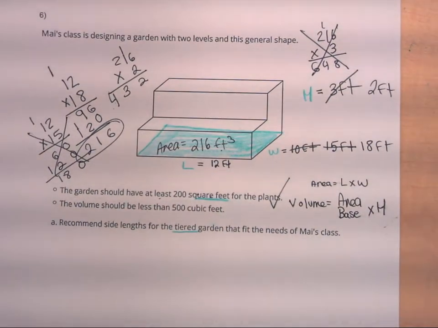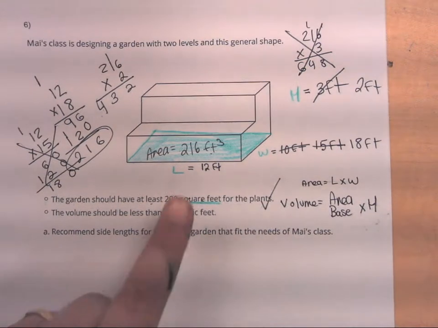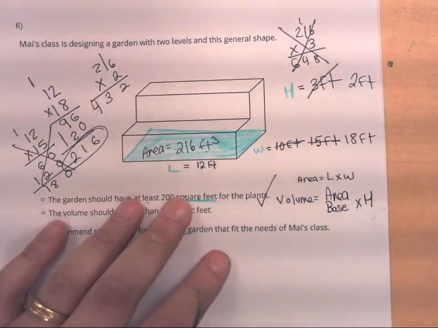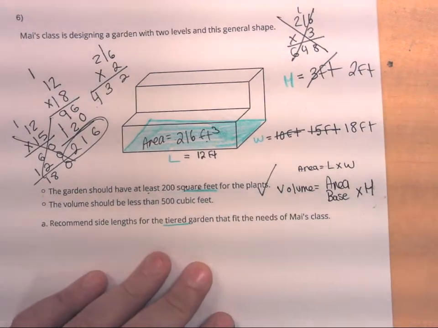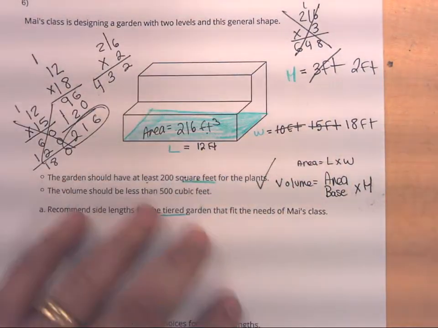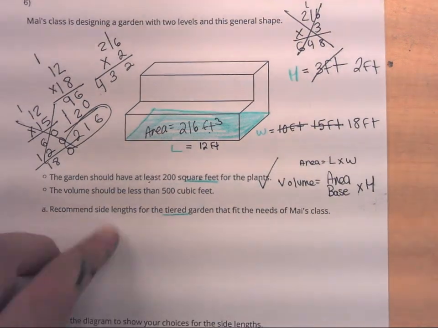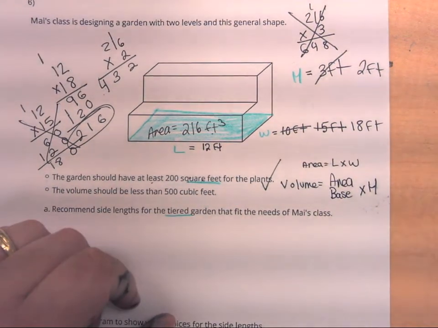Now, of course, some of you have probably thought, well, the height could have just been 1, because I know 1 times 216 is less than 500 cubic feet. And if you noticed that right off the bat, that's fine. That's great. But I just wanted to go through the thinking process that might be involved in solving a problem like this.